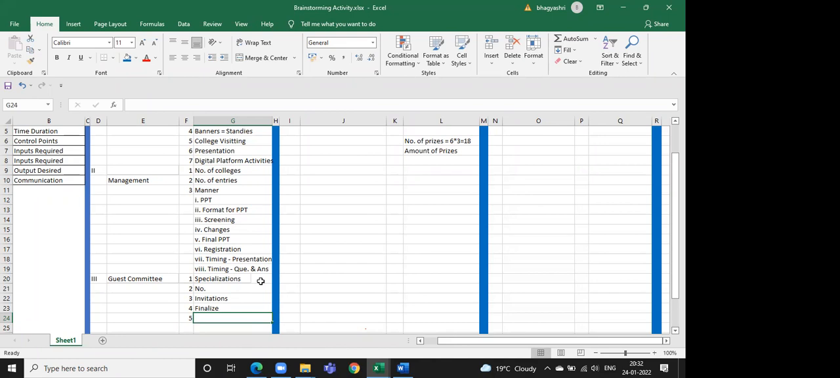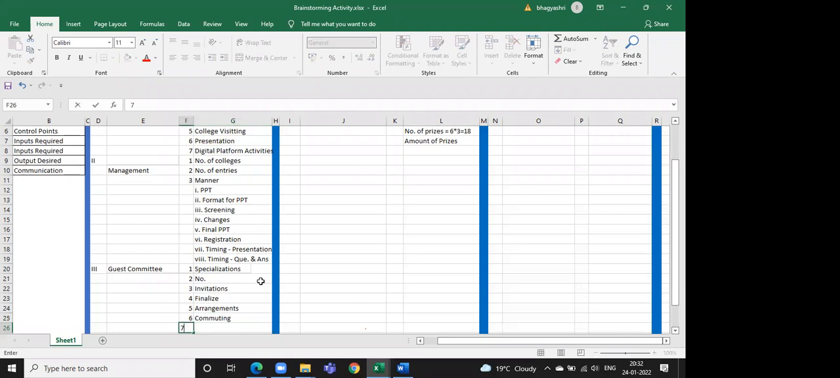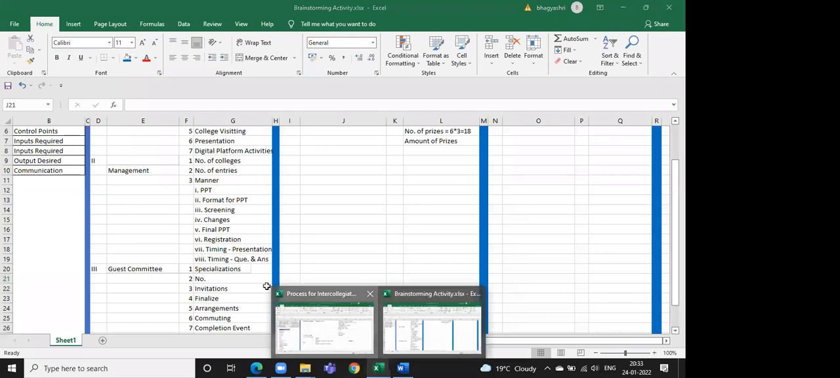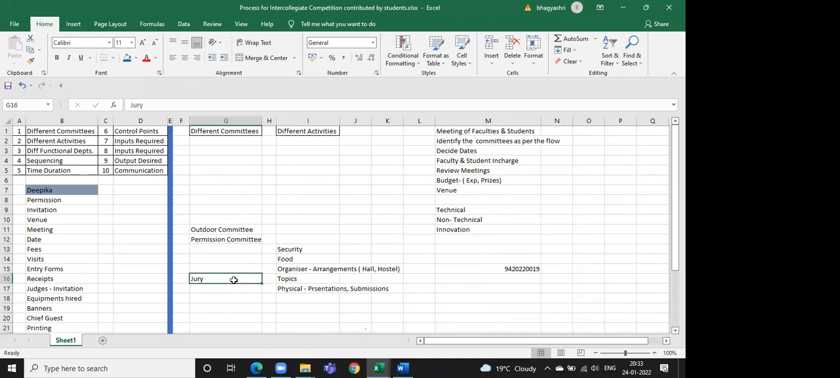Then, with respect to the arrangements to be made for the guests. These arrangements could be with respect to picking up the guests, arrangements for commuting, from commuting till the completion of the entire event. How are you going to manage the guests? That will be entirely taken care of by the guest committee. So one more committee we have looked into, where guests or jury are taken care of.